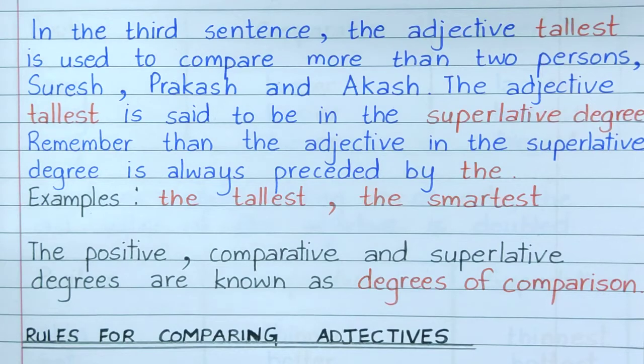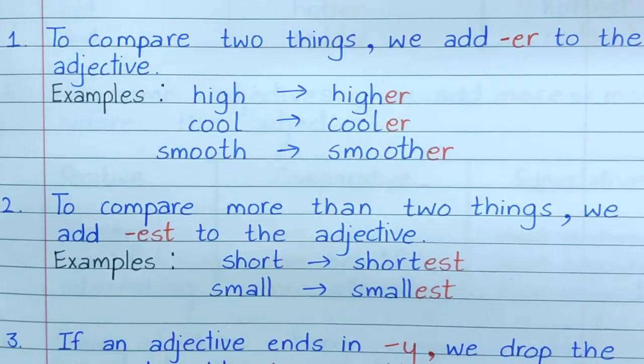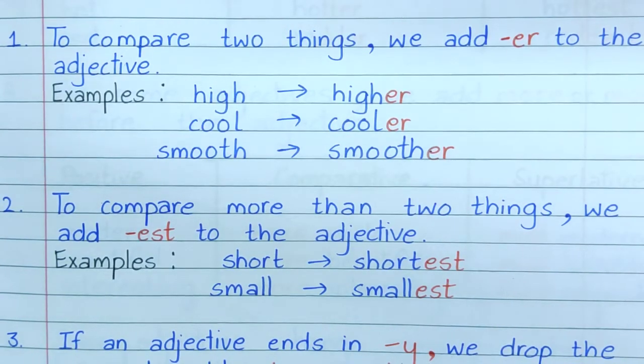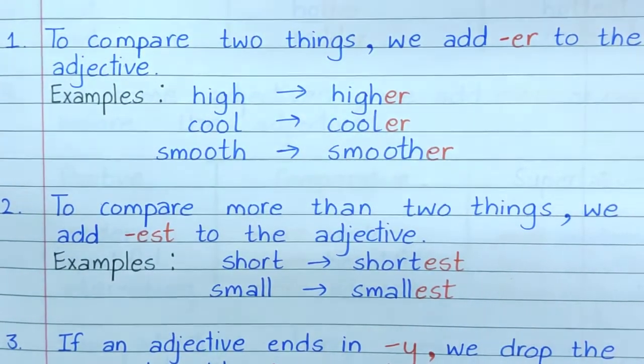Now, children, look at the rules for comparing adjectives. To compare two things, we add er to the adjective. Example: high, higher, cool, cooler, smooth, smoother. Rule number 2. To compare more than two things, we add est to the adjective. Example: short, shortest, small, smallest.